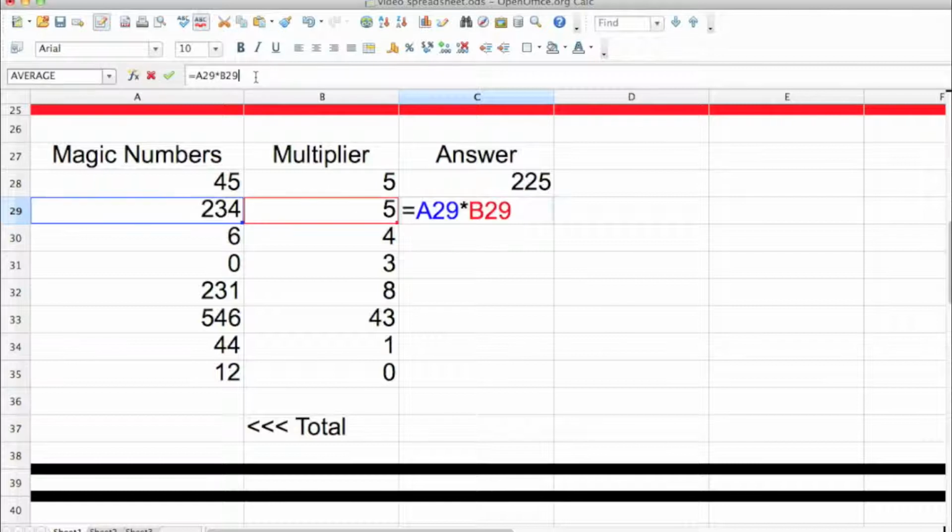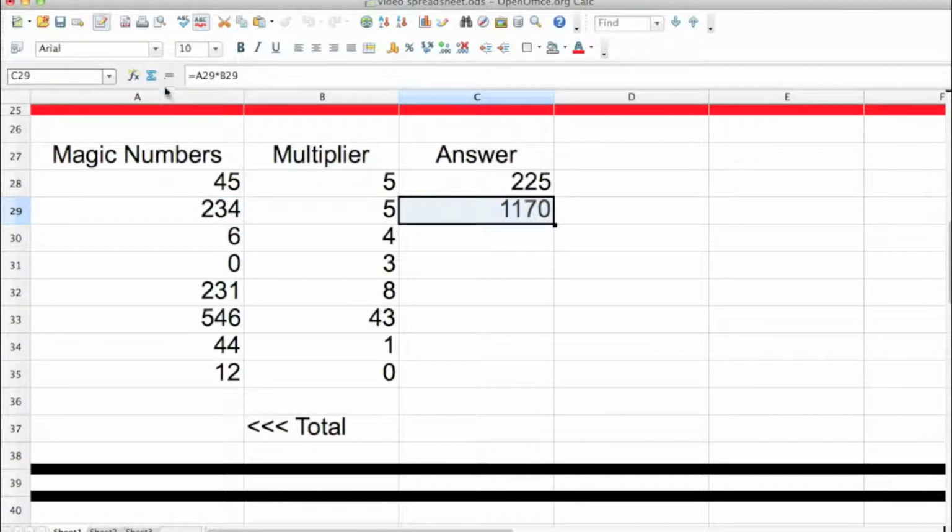Now it's not taking the same cells and multiplying them together. What it's doing is it's taking the relative locations. See, this cell is relative to that cell, is relative to that cell. So it's taking them from the same relative location, just one row down. So it's multiplying these two numbers together.